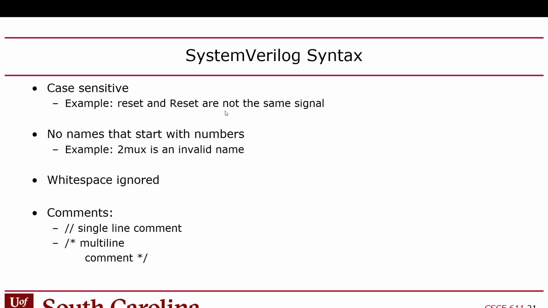Okay, so let's talk a little bit more about the syntax here. As I mentioned, Verilog is case sensitive because people didn't like how VHDL was case insensitive. You guys are used to that, obviously. You can't have names that start with numbers. White space is ignored, and comments use C-style comments, right?